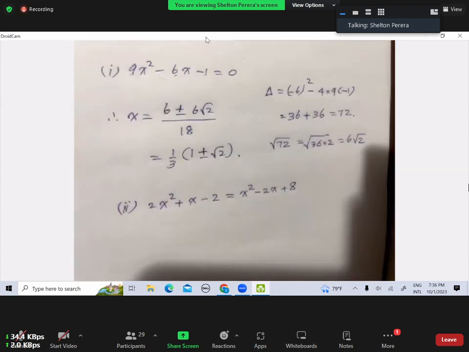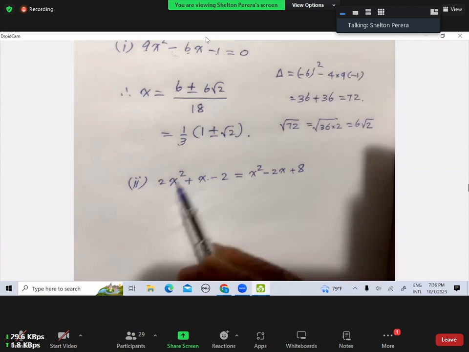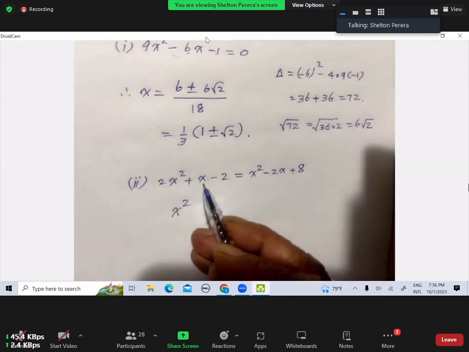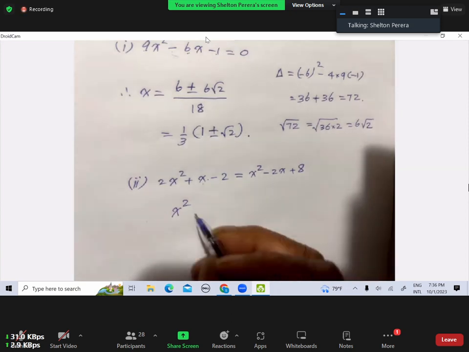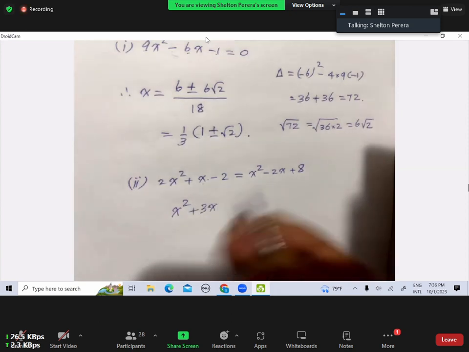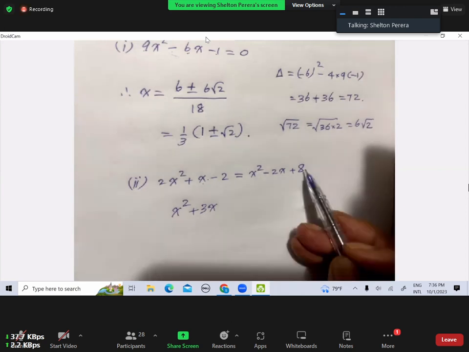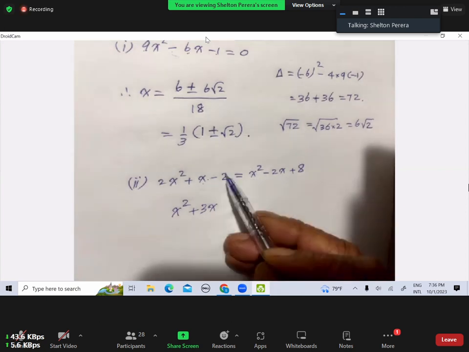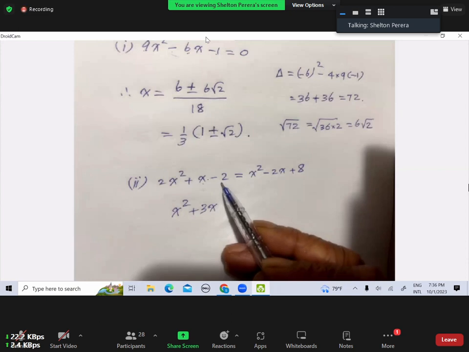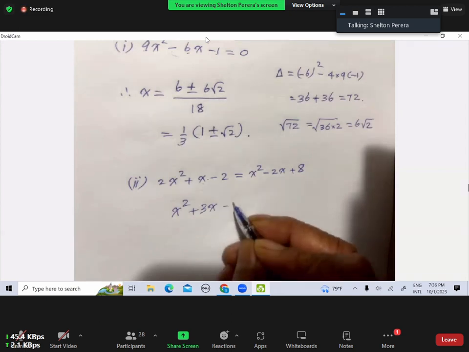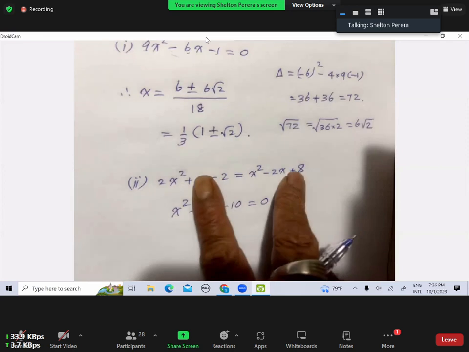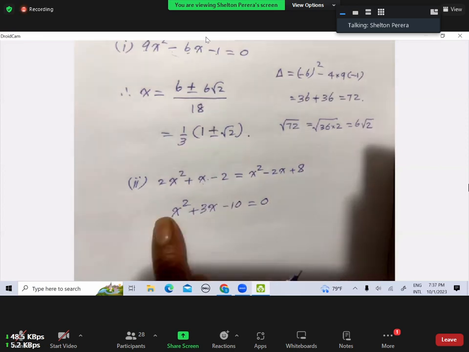So if you take this x squared to this side, 2x squared minus x squared, that is x squared, plus x minus 2x taken to the other side makes it plus 3x. You do it any way you like. I'm just doing it mentally. 8 taken to this side is minus 8. Minus 8 minus 2 is minus 10. So the entire equation reduces to this: ax squared plus bx plus c. a is 1, b is plus 3, c is negative 10.